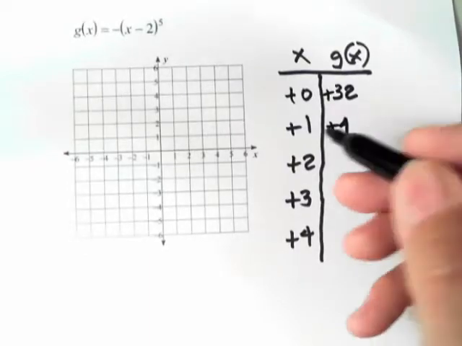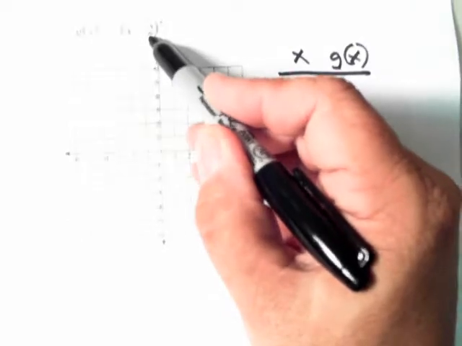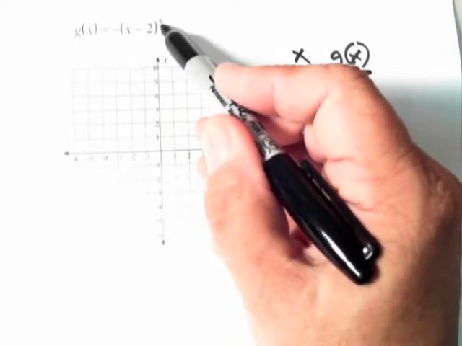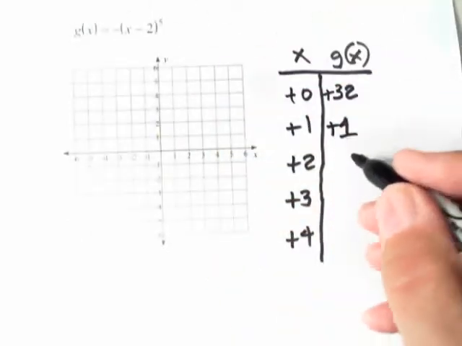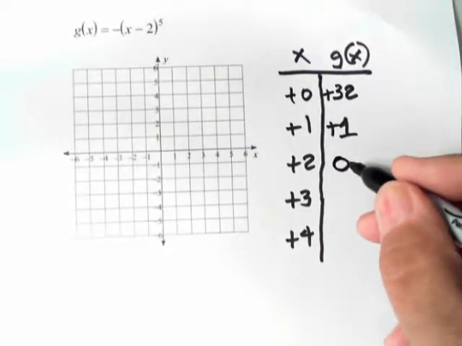Okay. Now, x equals 2. 2 minus 2 is 0. So 0 to any power is 0. Minus 0, well, that's just plain 0. You can write plus or minus, whatever you want.